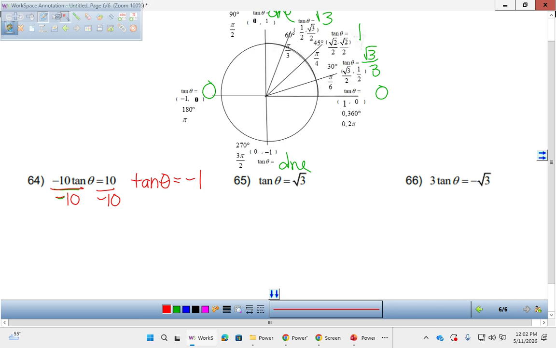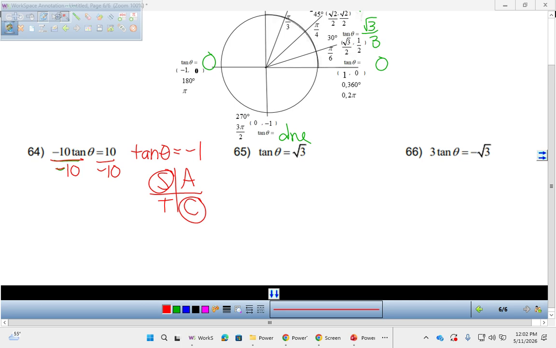This is a quadrant tangent, which means I'm going to have 2 answers. And I got to figure out which quadrants those 2 answers are going to be in. Which quadrants are they going to be in? Tangent is -1. S or C, right? It's positive in A and T, so it's going to be S or C.